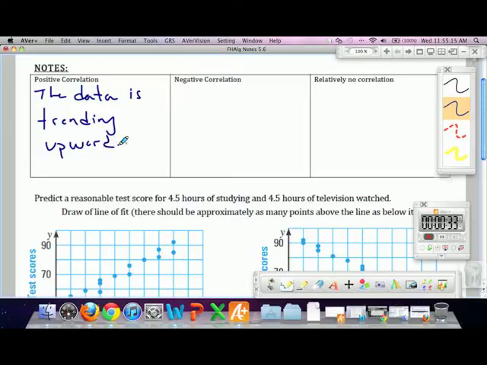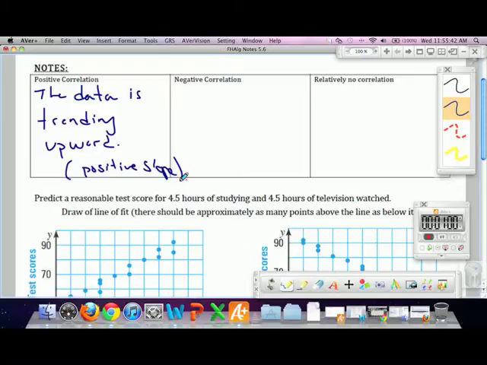Anyone know what I mean by trending upward? It means all the data is rising upward. As we go on, the data seems to be going up. It's positively correlated. If you were to draw a line through the data, it would look like it has a positive slope. It's going up from left to right.